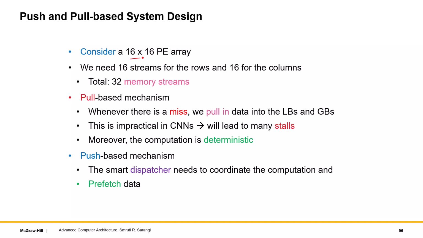So consider a 16 cross 16 PE array. What you need is 16 streams for the rows, 16 for columns, 32 memory streams, which basically means that you need a very high bandwidth global buffer, right? A global buffer is like an L2 cache, but you need a very high bandwidth global buffer and a very high bandwidth main memory as well.